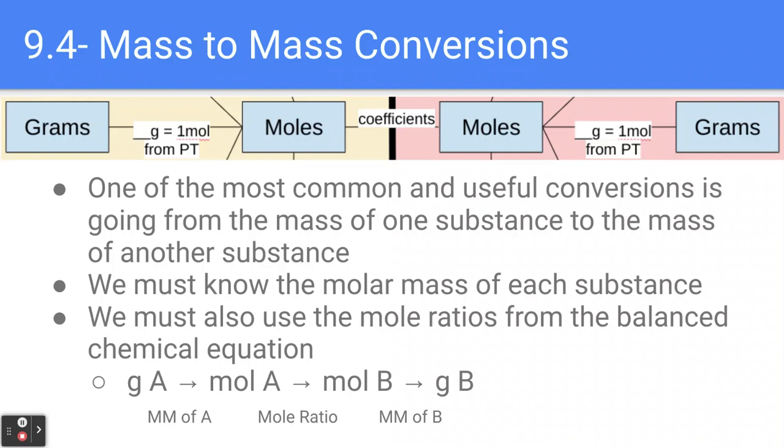In order to do this, we need to have the molar mass of each substance, and we must also use the mole ratios from the balanced chemical equation. Down there is the general formula for what we would do here. We would go from grams of A to moles of A by using the molar mass of A.